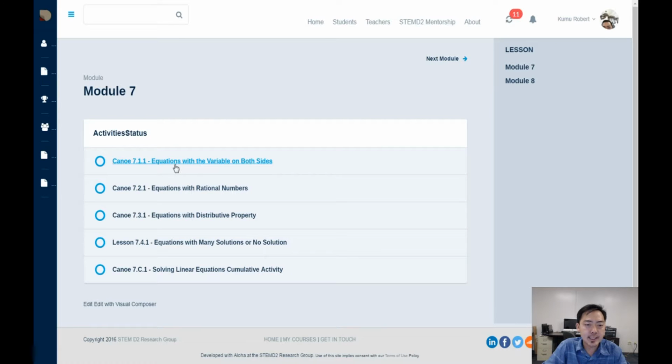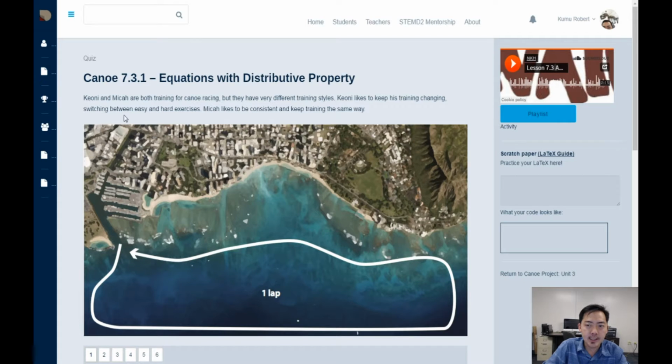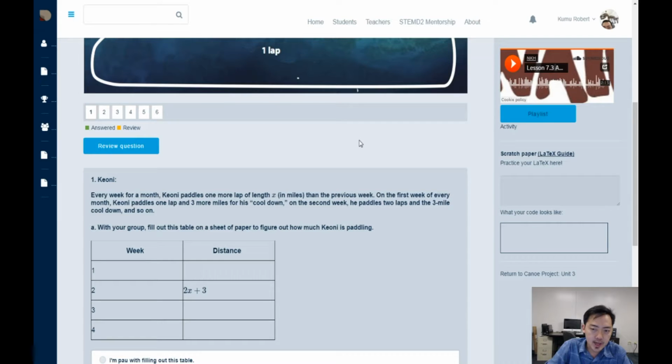Alright, welcome back. The next activity that we'll be talking about is Canoe 7.3.1. In this activity, both Keone and his friend Micah are training for a canoe race, but they have very different training styles. Keone likes to keep his training changing, while Micah likes to keep his training consistent. If we go down to the first question, we have a table that describes Keone's training for a month. Because Keone likes to keep his training changing, he will start off the month paddling a short distance, and every week his distance will go longer and longer.